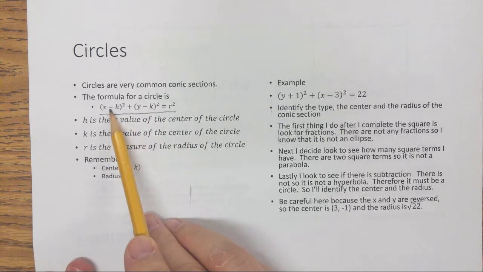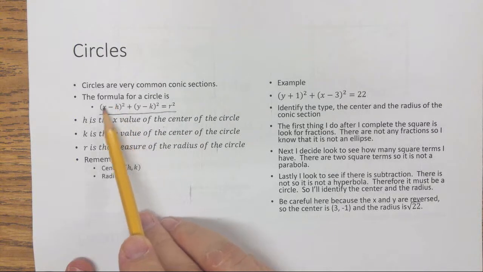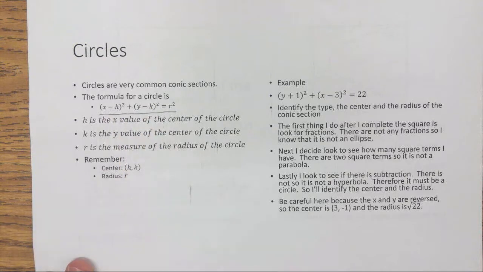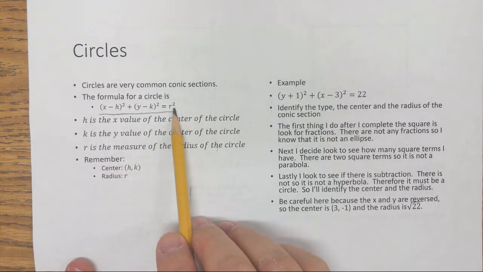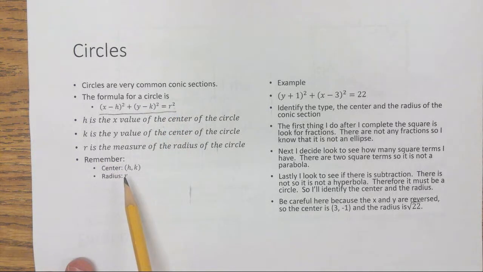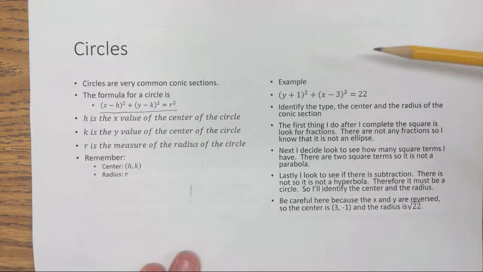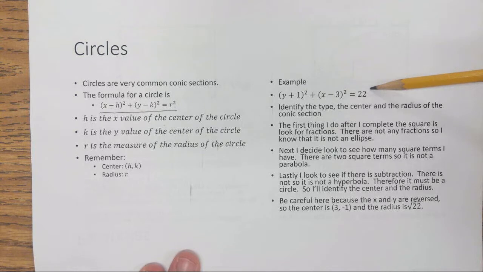Remember that if there's a negative here in the middle, then it's the opposite sign. Negative here, it's the opposite sign. If it's positive, then it's going to be negative, all that kind of stuff. R is the measure of the radius of the circle. We've got r squared. You're going to take the square root of r squared to get r. So remember that the center of your circle is here, h, k, and the radius is r. Okay. So let's look at an example.